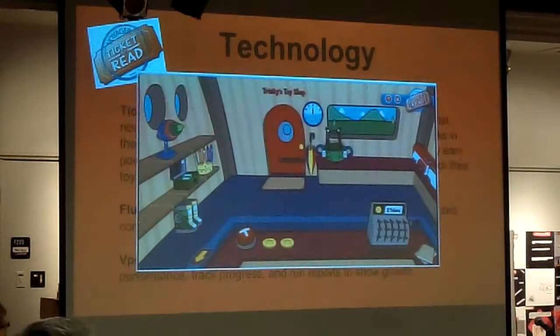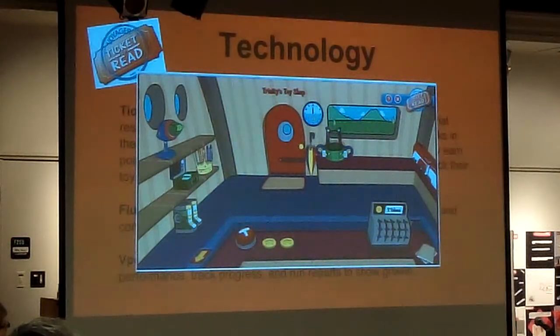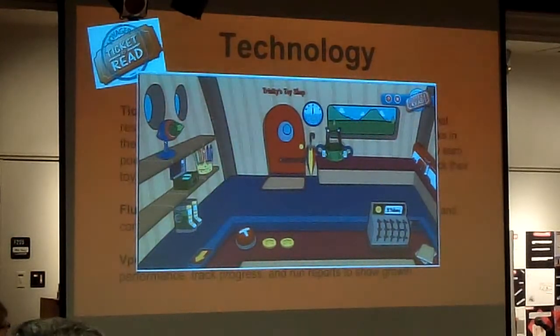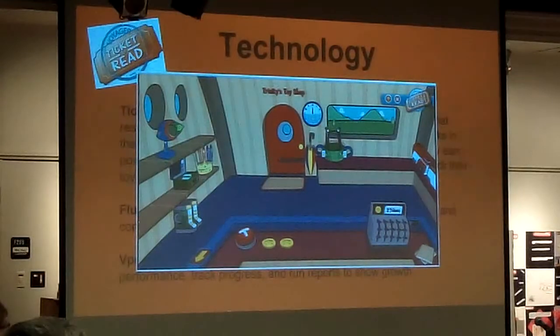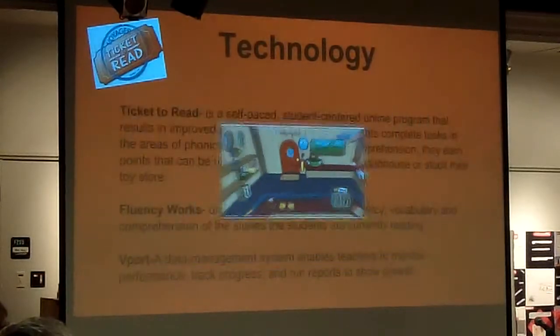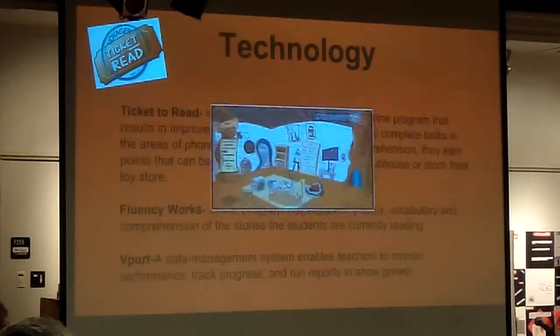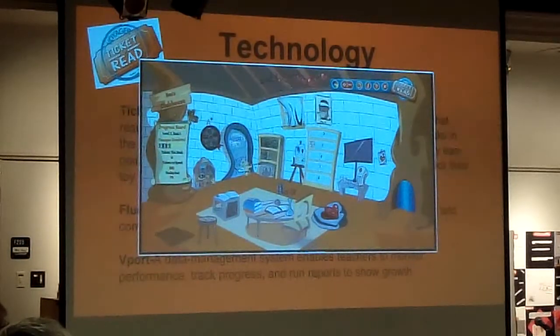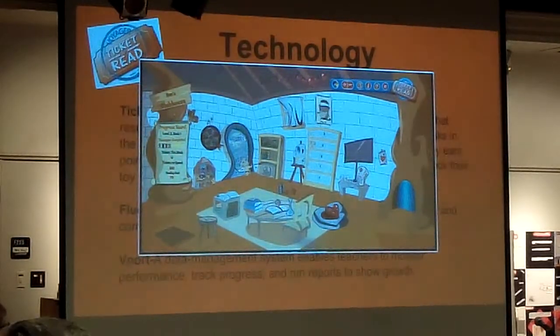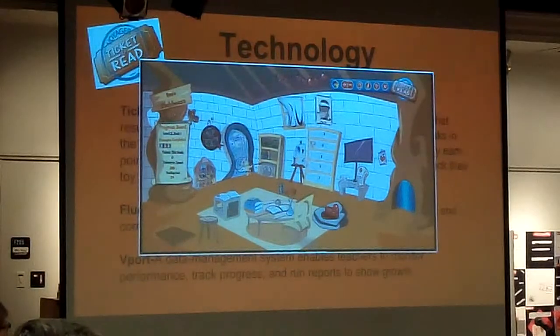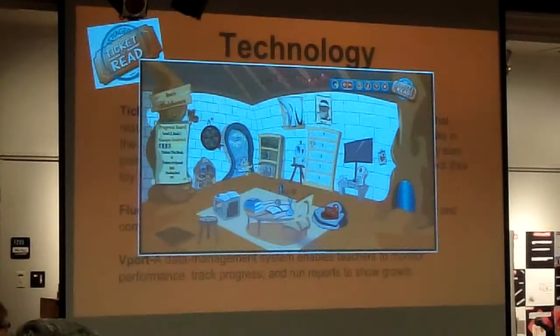And here are examples. Here is the toy shop. As they complete different phonics activities, they earn coins. And then they can go shopping with these coins and buy toys for the toy shop. And this is a clubhouse. With this, they will be reading passages and having to answer comprehension questions that include a lot of vocabulary. And then they get to decorate their clubhouse.